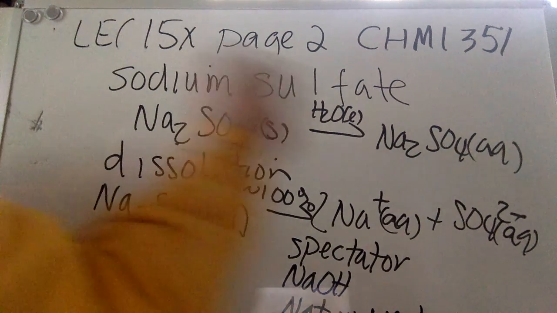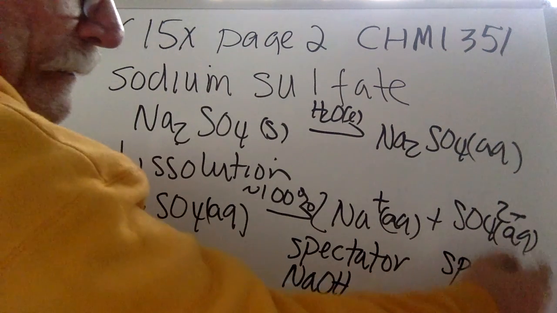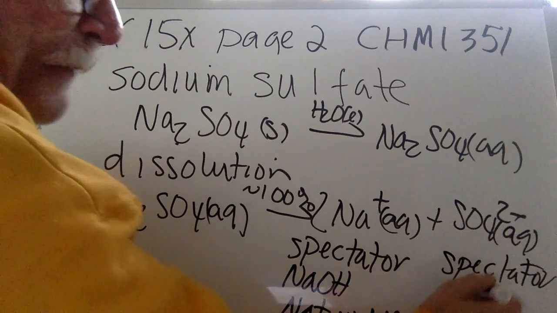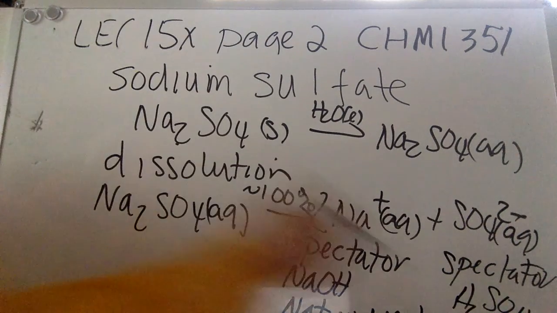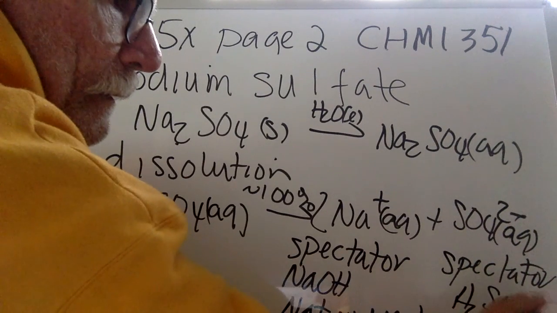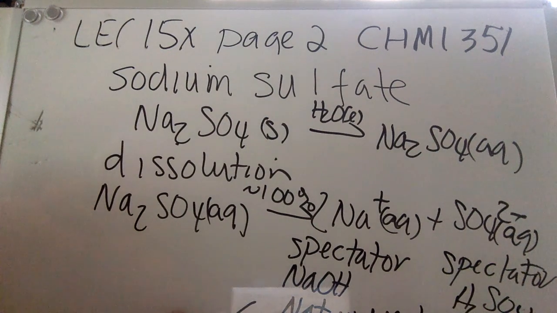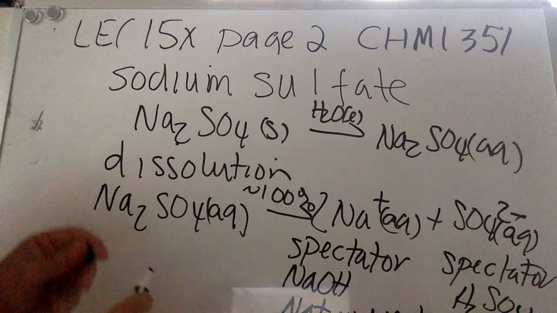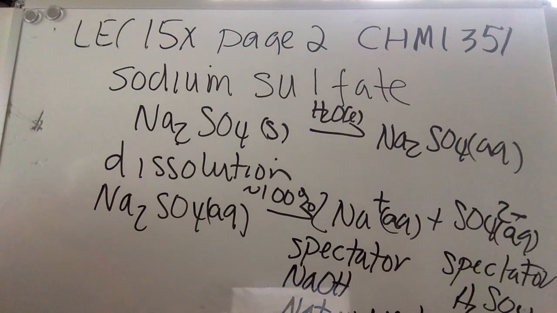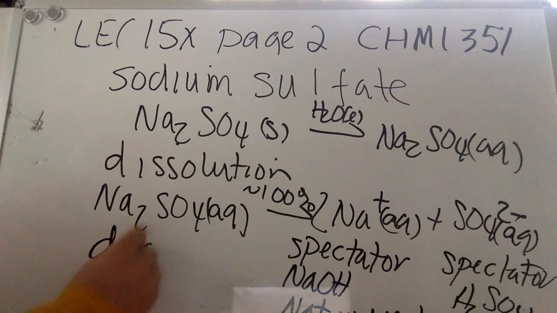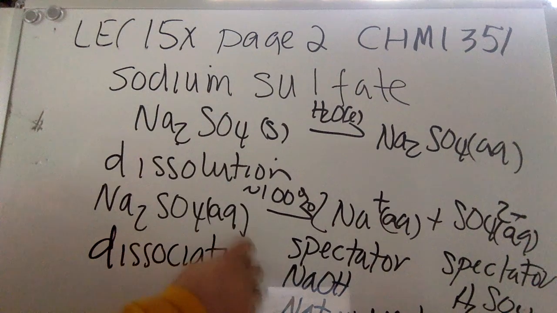From our list, we suggested that sulfate was a spectator. It's from sulfuric acid, which is a strong acid. So we'd expect the sulfate ion to be a very, very weak base. Is that really true? Let's take a closer look at that. Probably should label this as my dissociation. Sorry about that. Getting a little excited.